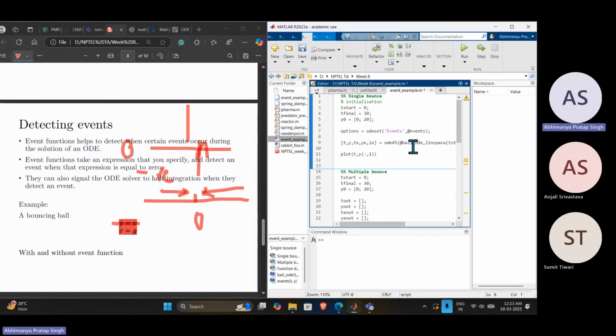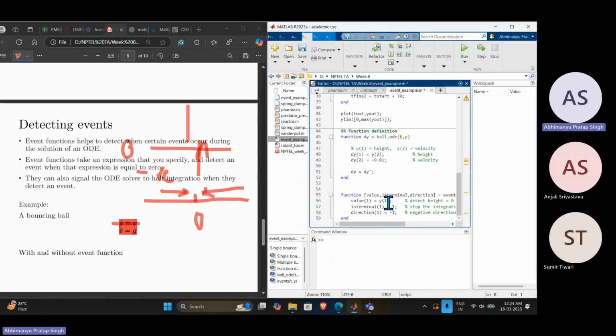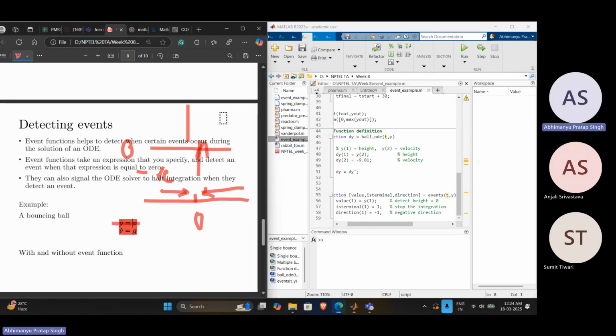So I just want to check when my height crosses 0. That means I want to check when my y1, the first variable, becomes 0, or when it crosses 0, and I want my integration to stop at that instant. I want the direction to be negative, so that the zero comes from the top, because the ball is dropping. That is why my direction is -1. I am going from the positive axis to the negative axis.